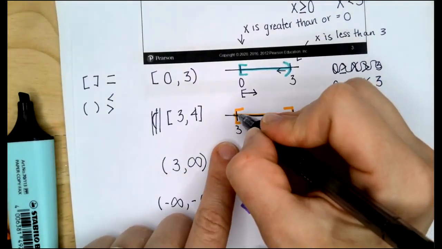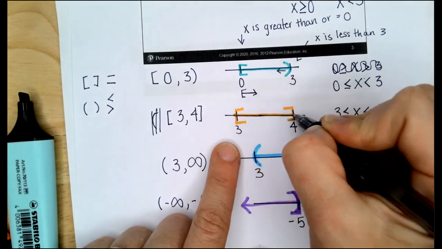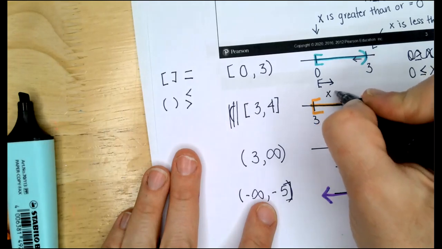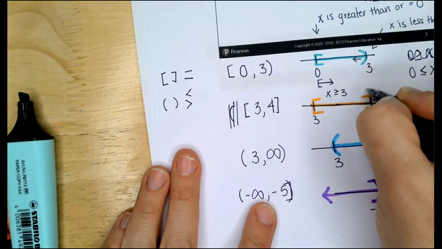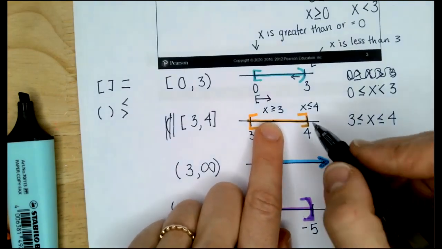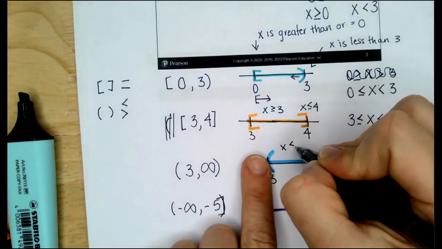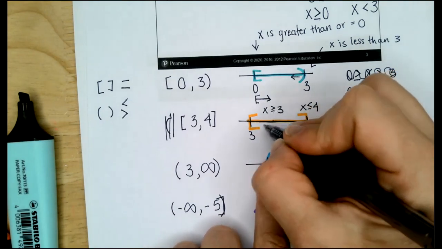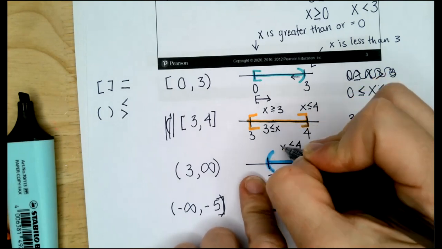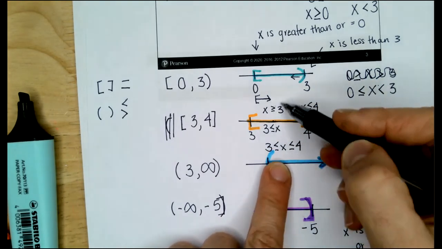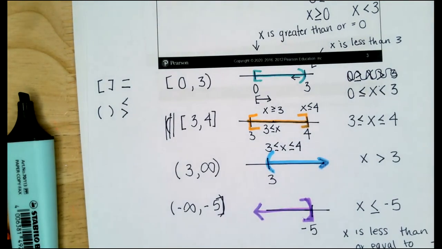Here, X is greater than or equal to 3. X is less than or equal to 4. And then just make those match up by putting X in the middle. So we can say X is less than or equal to 4, and X is greater than or equal to 3, flip that around. 3 is less than or equal to X, looks like that. So there's more of the process. I didn't like how briefly I taught that.